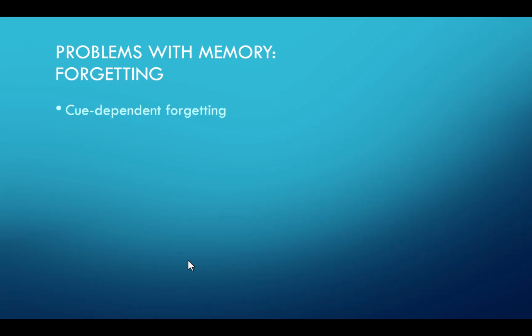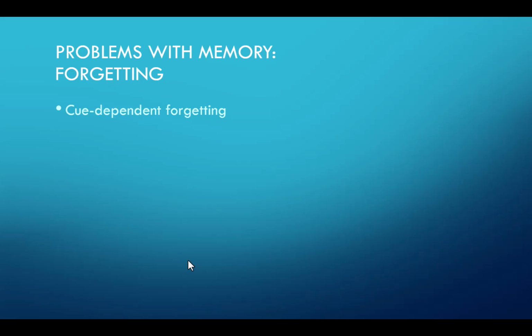So one is cue-dependent forgetting, and if you think about it, we've talked a lot about cues and how cues help you remember a memory, right? So we consolidate a memory, we encode that memory, we get it from short-term memory into long-term memory, and the more cues we have, the better we're going to be able to remember it. The more semantic categories that memory is connected to, the easier it is to recall that memory.